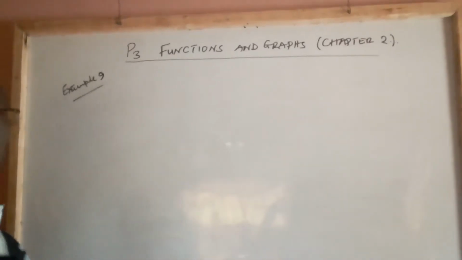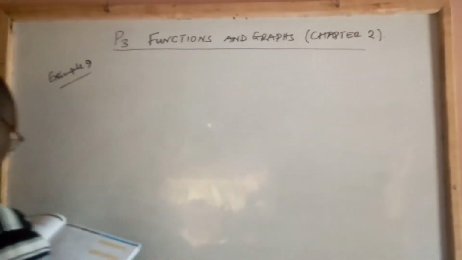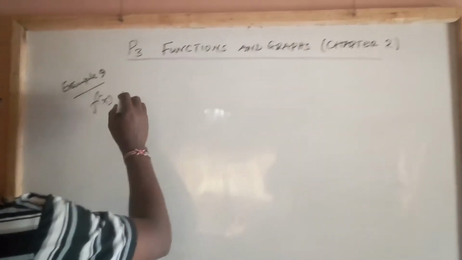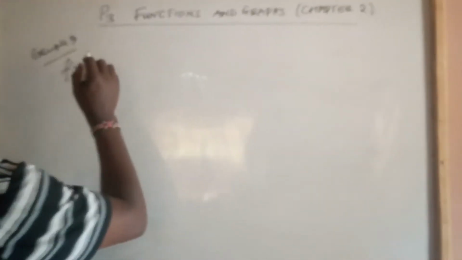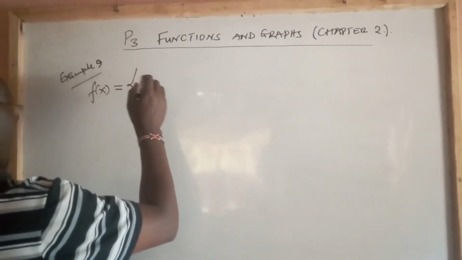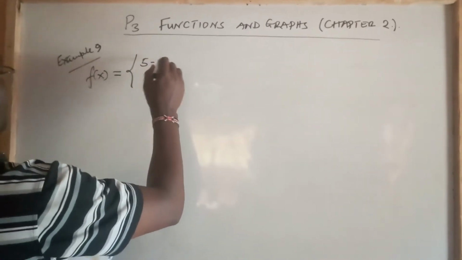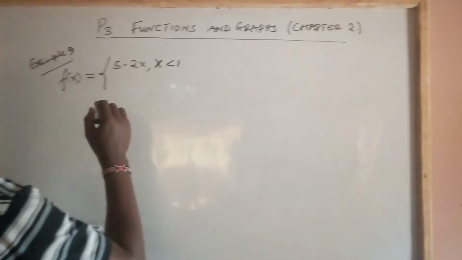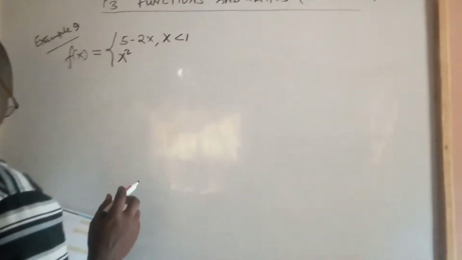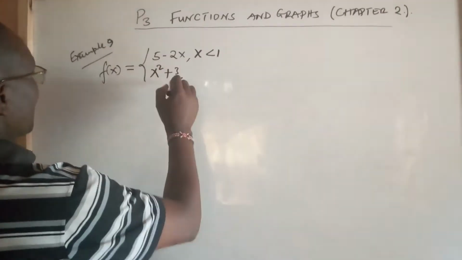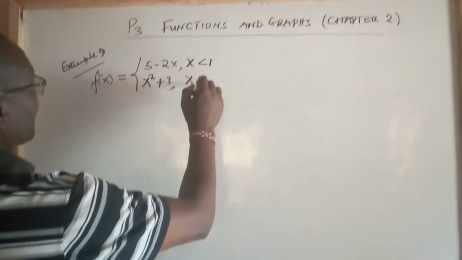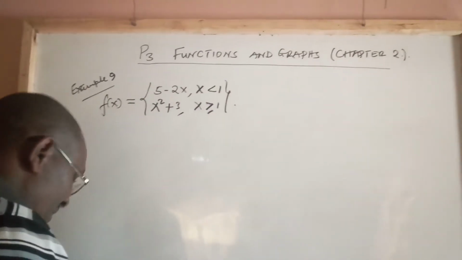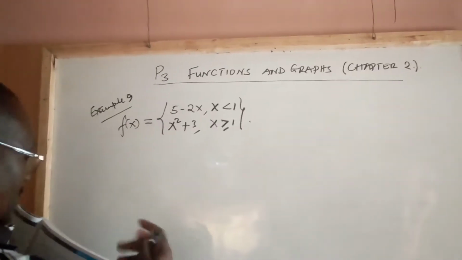Example 9 talks of the function f(x) defined by two parts: 5 minus 2x, in this case x is less than 1, and x squared plus 3, in this case x is greater than or equal to 1. This is an interesting function because it is defined by two functions in one.